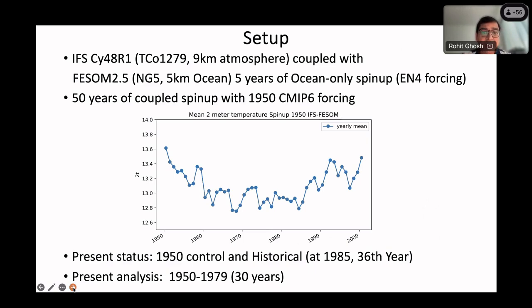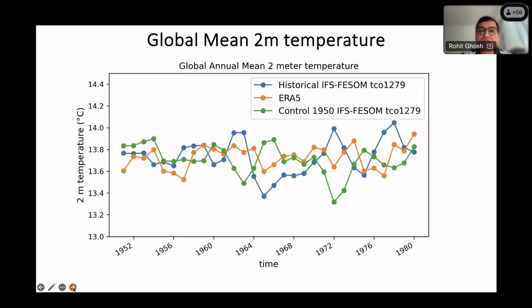First, I wanted to show the global mean temperature evolution in that 30-year period of the control and historical, and the comparison with ERA5, which shows that there are no surprises or sudden drifts anymore. They are going quite well in comparison with what we see in ERA5. There is still not a clear signal of global warming in the historical simulation, which is also the case in ERA5, but they are all in a similar range, roaming in a similar zone.